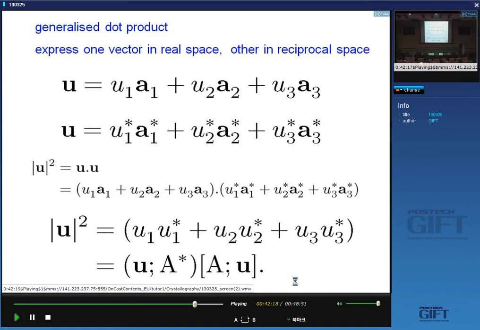Okay. But how do I get the components of U in reciprocal space in general? Okay. So to do that, I need a coordinate transformation matrix from real space into reciprocal space.